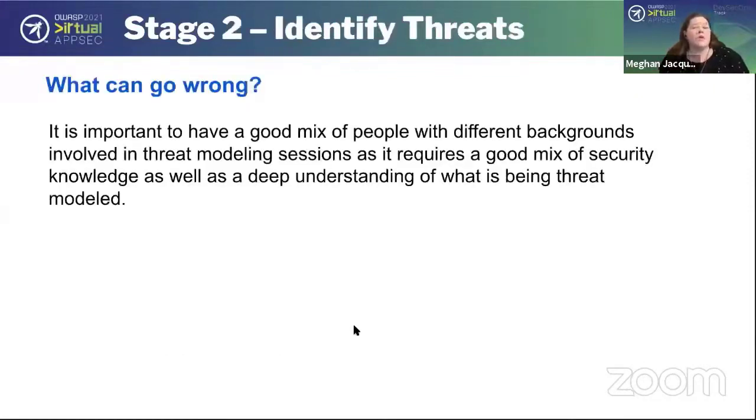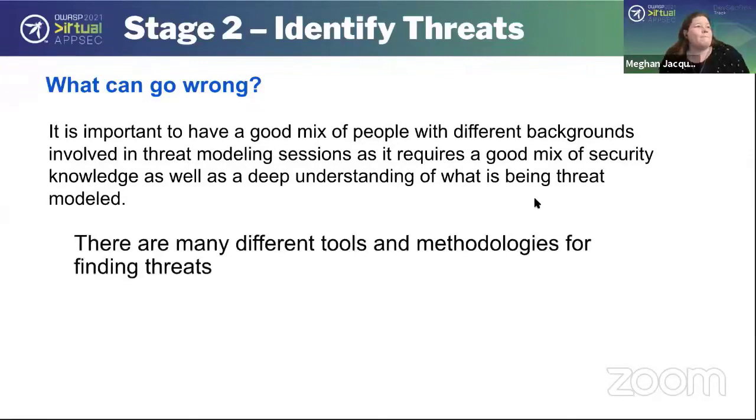Then we would want to identify the threats. So what can go wrong? It goes back to those earlier 4 questions we're asking. So having a variety of people on your team is very important. And it requires a good mix of security knowledge and a deep understanding of the information being threat modeled. Now, there are many different tools and methodologies for finding threats. And so that's one of the parts that you'll work on with scope as well.